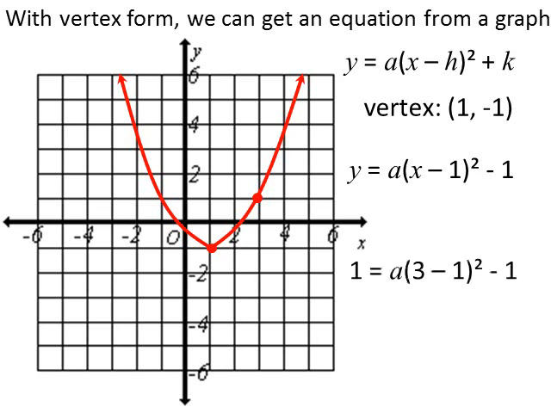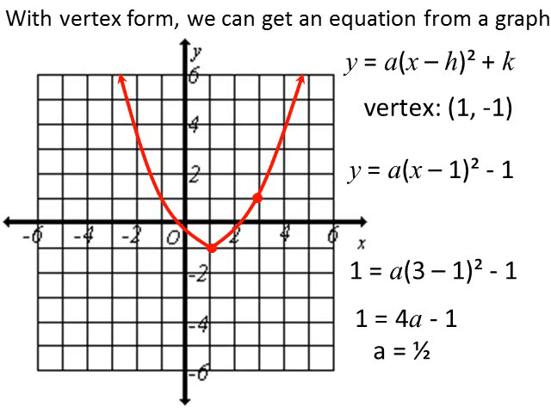So I plug those in. X is 3, y is 1. Now I have all numbers except for the letter a, and I should be able to solve for a. So in this case, 3 minus 1 is going to be 2, and then I square it, that's 4. So what I have is 1 equals 4a minus 1. I add 1 to both sides to get the negative 1 away from the a. That's going to give me 2 equals 4a, and then I divide both sides by 4. That's going to give me a equals 2 over 4, which is 1/2. So now I know the value for a.